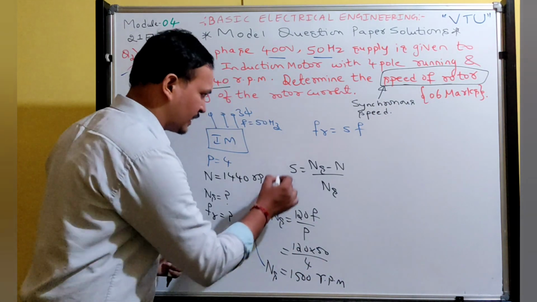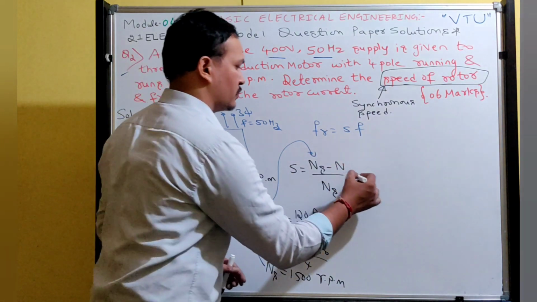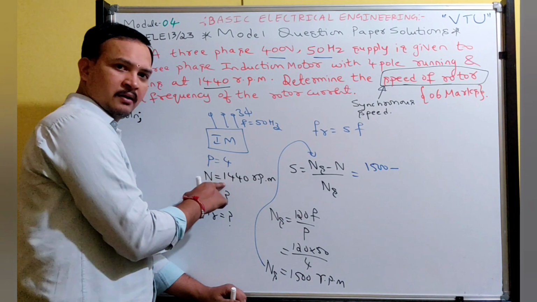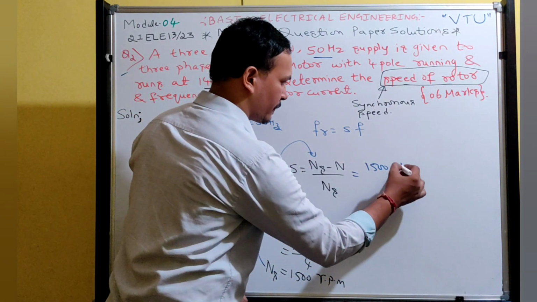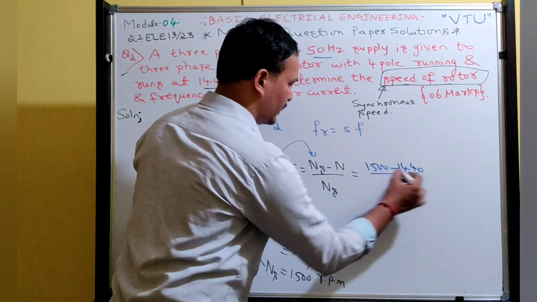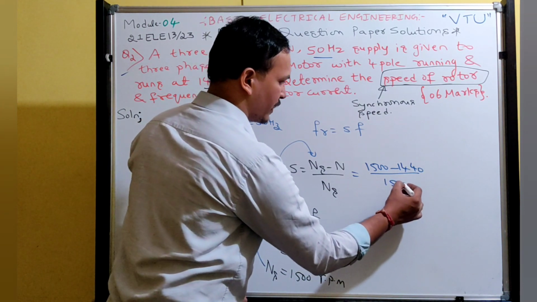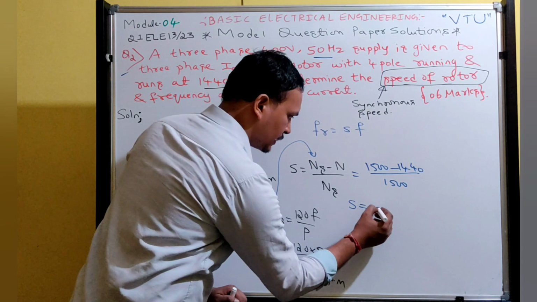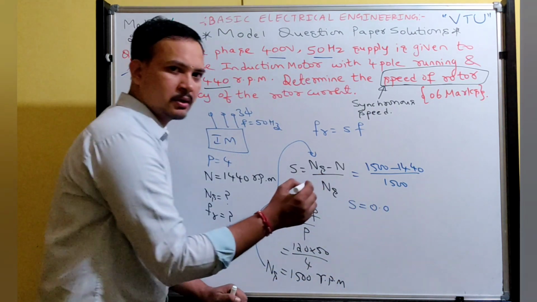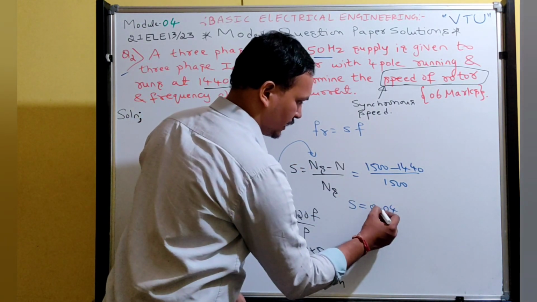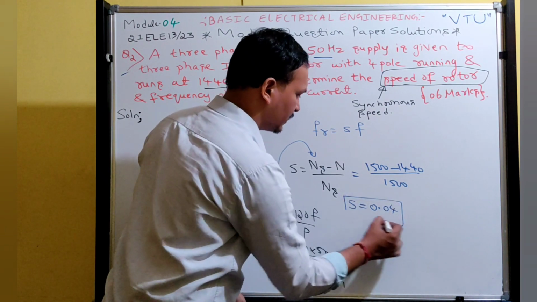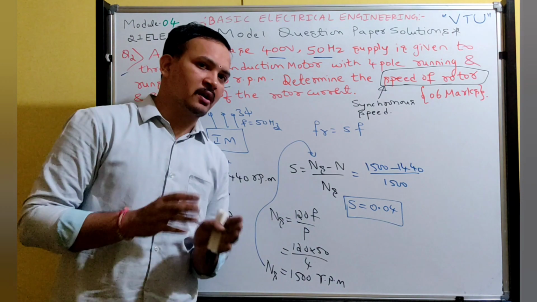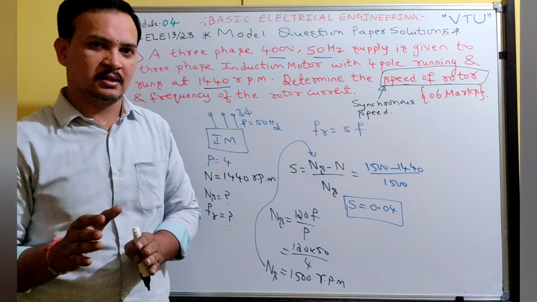Now take this Ns and put here. So Ns is 1500 minus what is the value of N? 1440. 1440 divided by 1500. Do it in calculator. You will get a slip value 0.04. Check out. I already know this value, that's why I am writing directly. 0.04. You should get a slip answer of 1% to 5%.